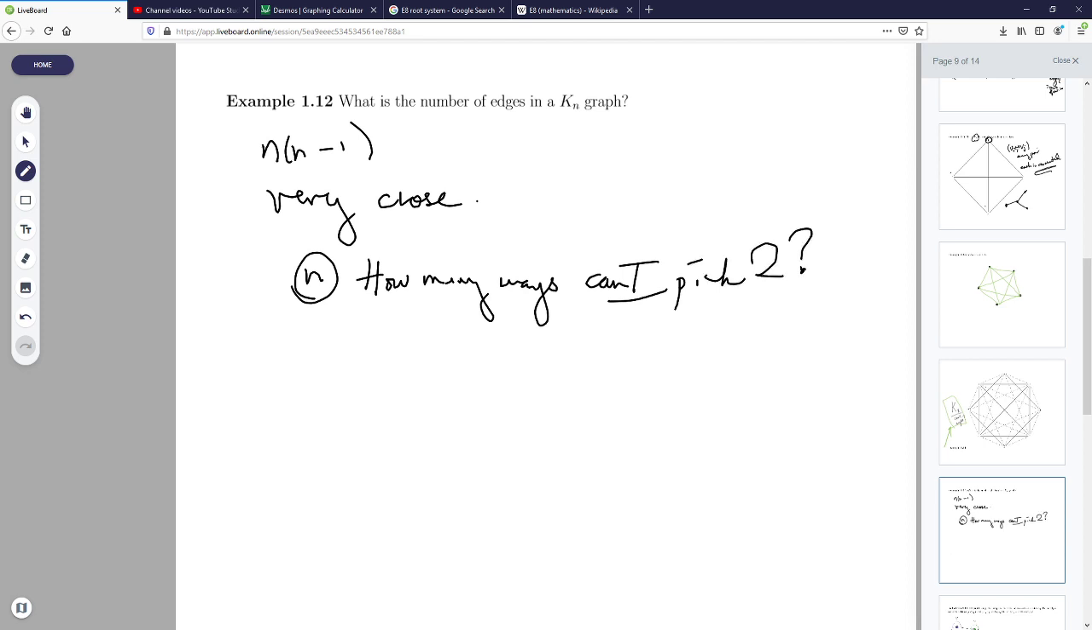And so the answer is, well, does order matter? The answer to that question is no, it doesn't matter. And let me tell you why it doesn't matter. Because if I pick out Vi, Vj, or if I pick out basically vertex 2, vertex 7, that's the same thing as picking out vertex 7, vertex 2, because we are using undirected edges, right?